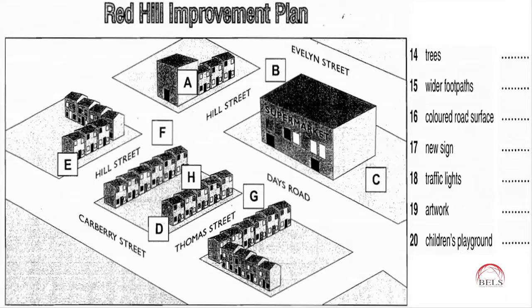Now, we've also put together a map which we've sent out to all the residents in the area. And on the map we've marked the proposed changes. Firstly, we'll plant mature pine trees to provide shelter and shade just to the right of the supermarket in Days Road. In order to address the traffic problems, the pavements on the corner of Carberry and Thomas Street will be widened. This will help to reduce the speed of vehicles entering Thomas Street.